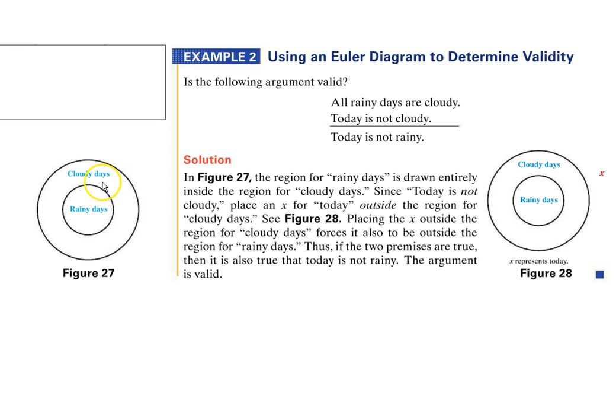So, cloudy days would be the universal circle, so to speak. Rainy days, a subcircle within that. Now, where are you going to put the X? Inside the circle or outside the circle? That is, today is not rainy. It would be outside. Now notice, it's negating rainy here. So that would be the proper place to make this argument valid.